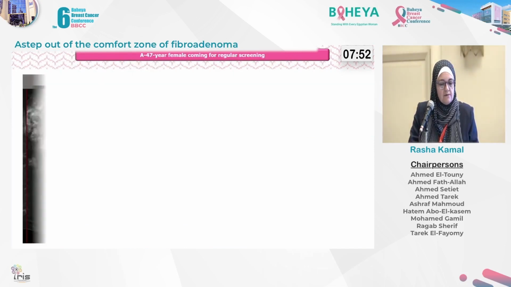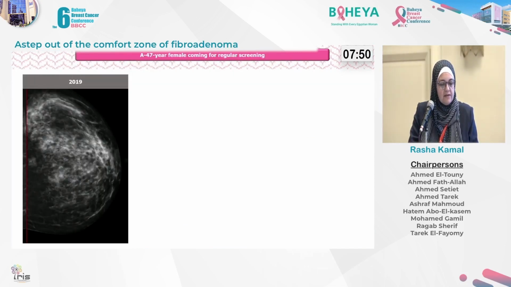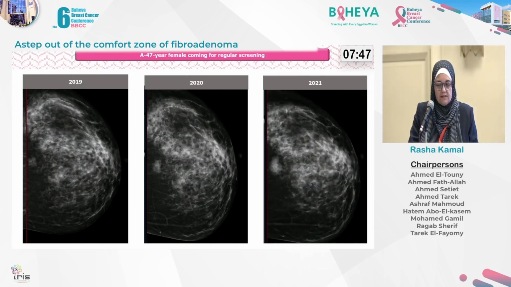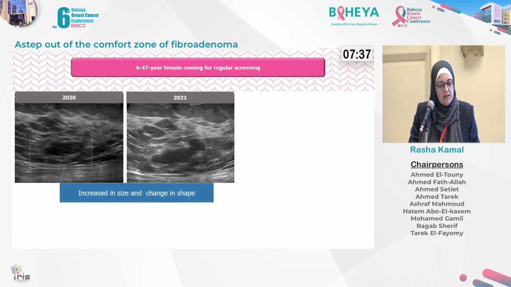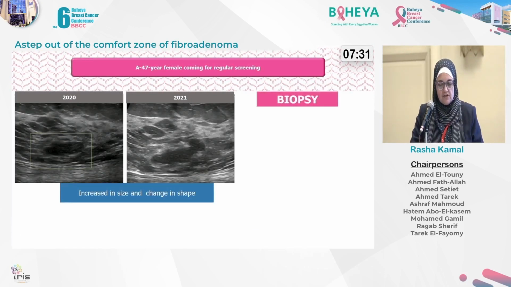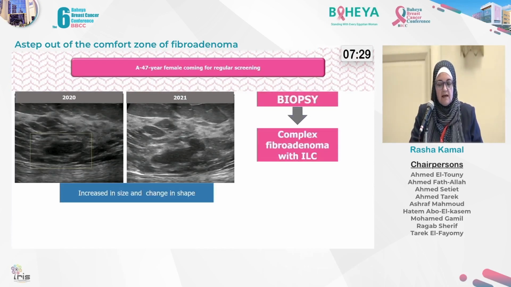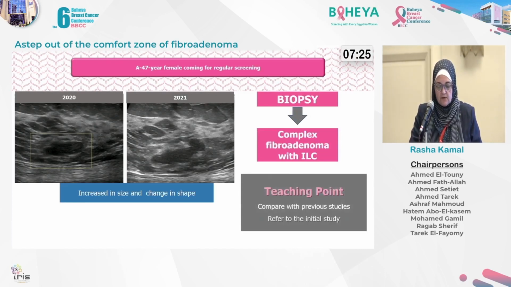This was in 2019. She came after that for follow-up in 2020, 2021, and actually the lesion on the left side, it showed increase in size. Gradual, subtle increase in size. We compared the ultrasound examination in 2020 and 21, and there was increase in size and change in shape. A biopsy was taken, and this was a complex fibroadenoma with an invasive lobular carcinoma.